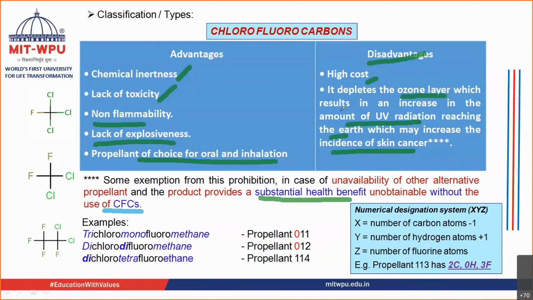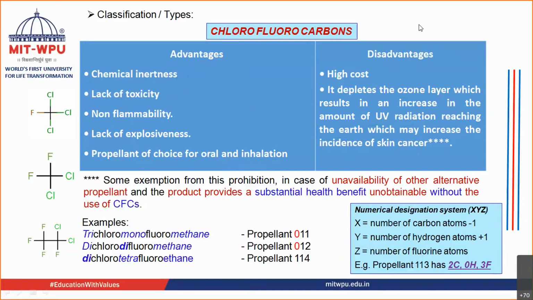Hence, whenever you are giving a medicament through the oral route or through the inhalation route, that is the time you prefer these kinds of propellants, that is CFC propellants, chlorofluorocarbon propellants. Otherwise, if you are giving the preparation through topical routes, that time you usually prefer hydrocarbon type of propellant.